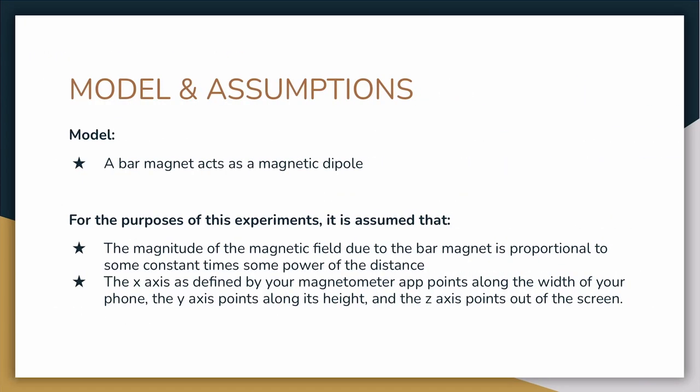The model would be a bar magnet that acts as a magnetic dipole, and for the purposes of this experiment, it is assumed that the magnitude of the magnetic field due to the bar magnet is proportional to some constant times some power of the distance. The x-axis, as defined by your magnetometer app, points along the width of your phone, the y-axis points along its height, and the z-axis points out of the screen. For this experiment, I used the Tesla meter app.